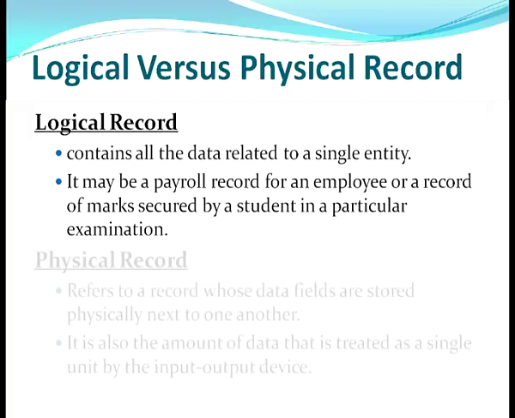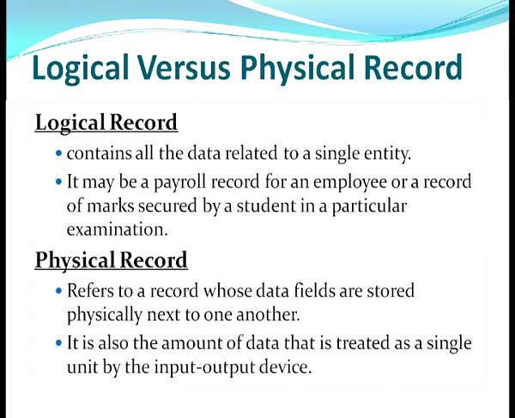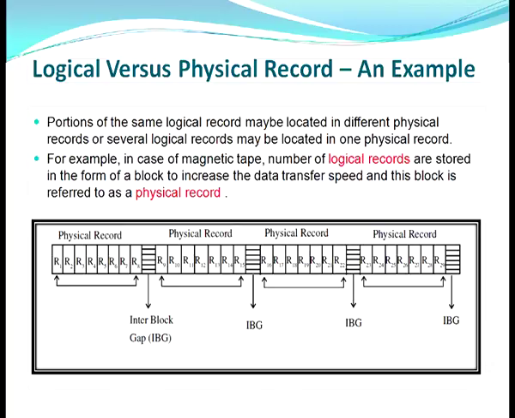On the other hand, we talk about physical records. The records which are stored physically on a device are physical records. As the definition says, it refers to a record whose data fields are stored physically next to one another. It also refers to the amount of data that is treated as a single unit by an input-output device. Anything that I store on my hard disk is one file, considered as a single entity. Physically, it is one file stored on my hard disk. You can see in this screen the block diagram that shows that various logical records can be contained in a single physical record. In this example, you can see that various records are placed next to one another on a physical storage medium.